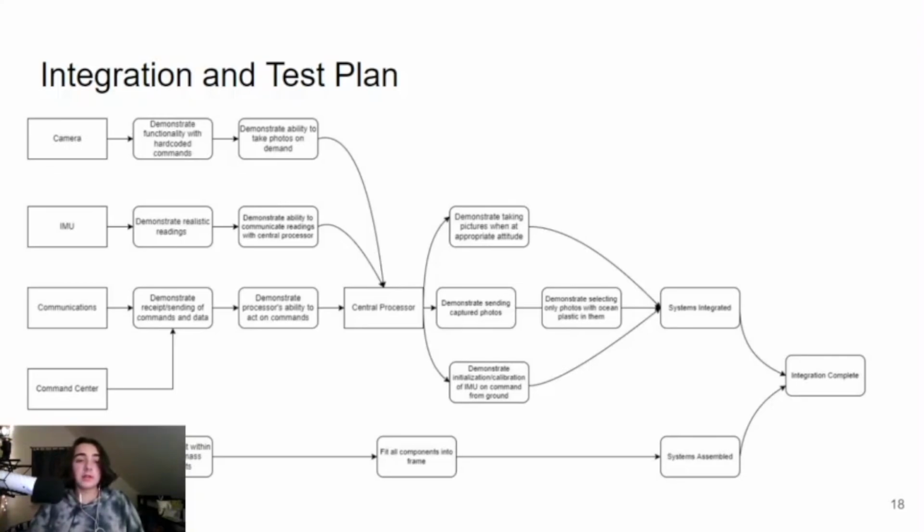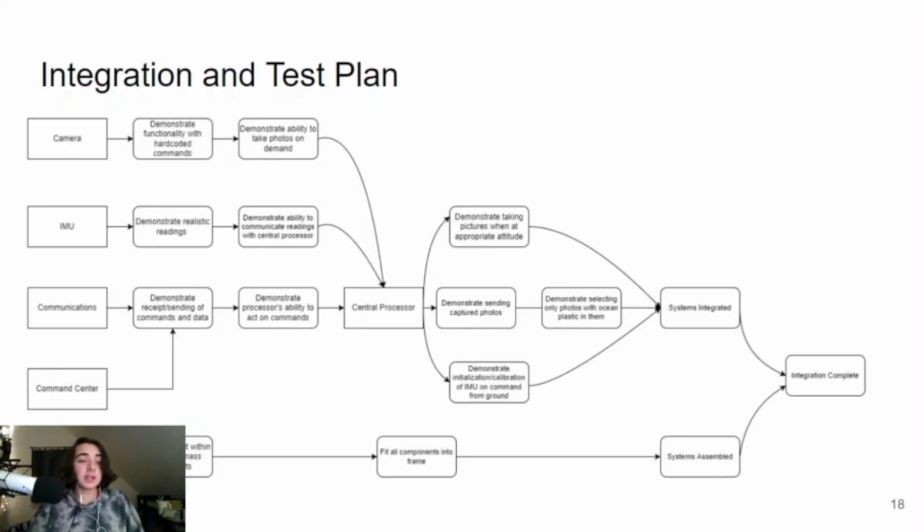Next, we'd want to demonstrate the ability to take these photos on demand by connecting just the camera and the central processor and watching it happen in real time. With the IMU, we'd want to demonstrate realistic readings just by moving it around and formatting that data and then outputting that data to ensure that it works properly. After that, we'd want to demonstrate the ability to communicate realistic readings with the central processor live by connecting just the IMU and the central processor.